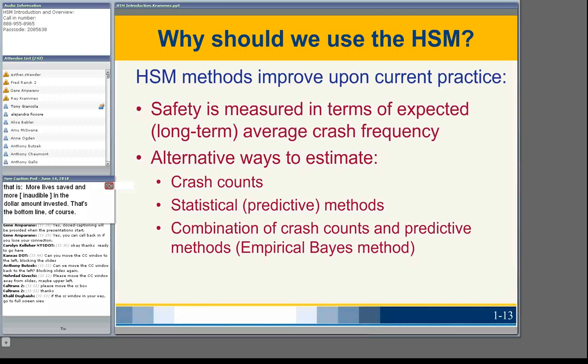Before I move on to those examples, let's talk a little bit about some alternative ways we might estimate expected average crash frequency for a roadway segment or intersection. The first is to use historic crash counts, which is our typical current practice, and in which we commonly look at the most recent 3 or 5 years.